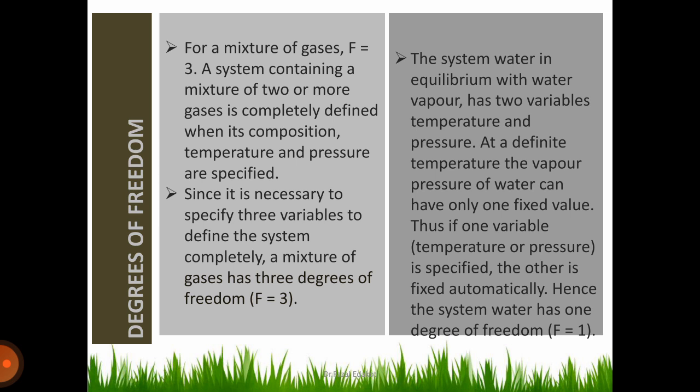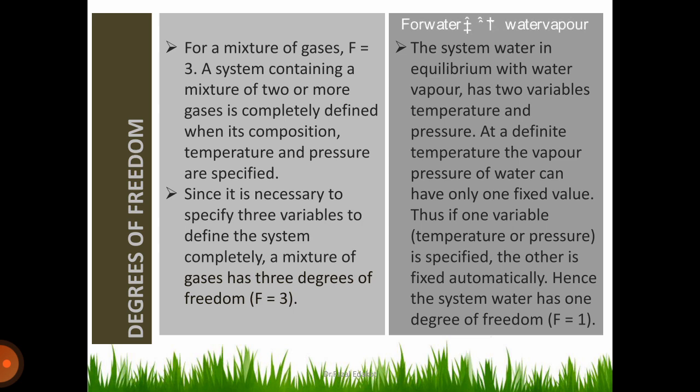At a definite temperature, the vapor pressure of the mixture can have only one fixed value. Thus, if one variable, that is the temperature or the pressure, is known, then the other is automatically fixed. Hence, the system of water has 1 degree of freedom. System of water 1 degree of freedom means you consider the melting of ice. Then if you know the pressure, you know what is the temperature. If you know the temperature, you can understand what is the pressure. So only one variable is enough.